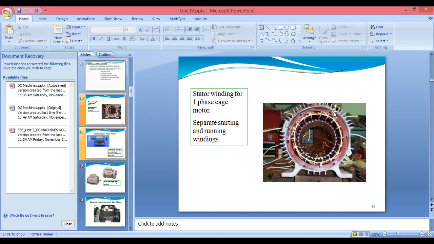And this core is made up of stampings. All the stampings are stamped together to form the core, and stamping is made up of silicon steel, which is also used to reduce the eddy current losses. After that, as we have seen in the DC machine, we are using the field winding. So it is also called the stator winding. The slots on the stator core of a three-phase induction motor carry three-phase winding, and if it is single phase, it will have single phase winding.